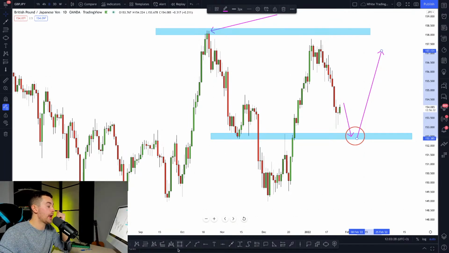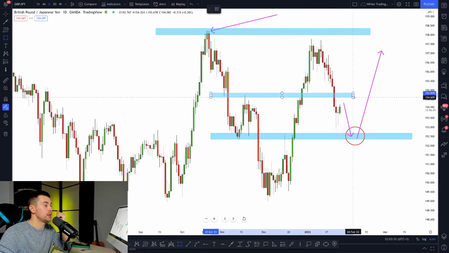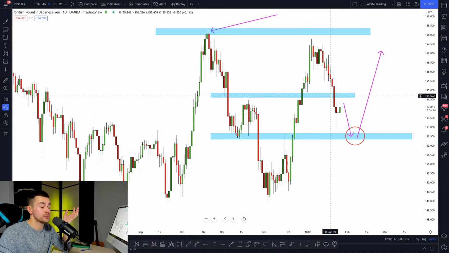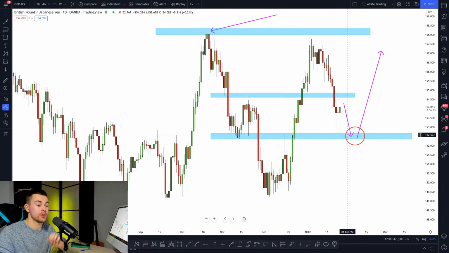For example, look at that key structure right here. Look how the price broke that structure. Yes, the structure was broken to the downside without any hesitation. So blind structure trading doesn't work, but structure trading with confirmation works. So let the price reach the structure and then look for the confirmation. Thank you for asking, by the way.